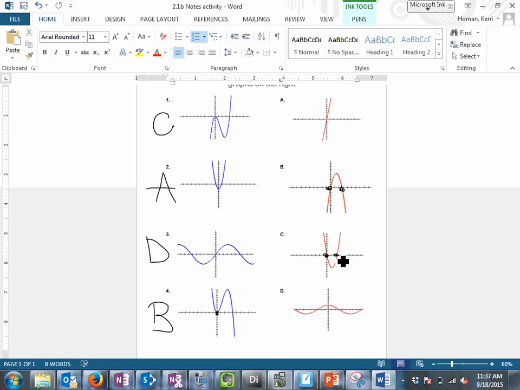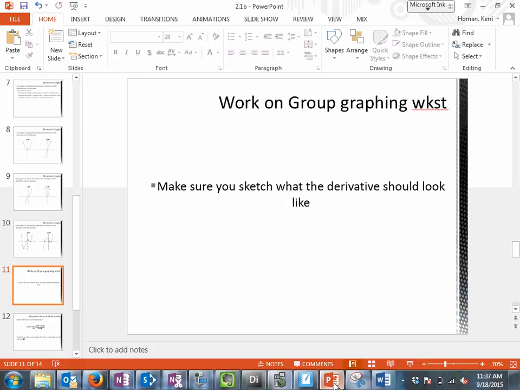And then increasing, we're positive on the derivative. And then decreasing. Right, so this is decreasing, which means we need to be negative. Great.